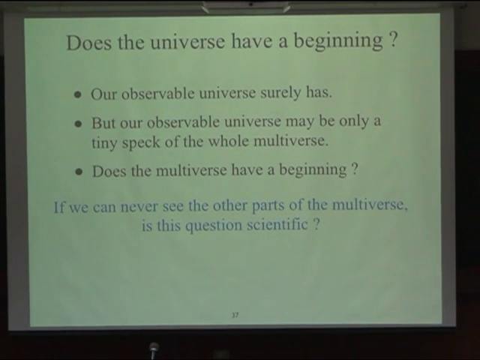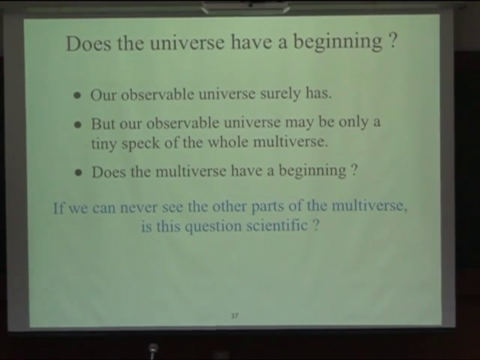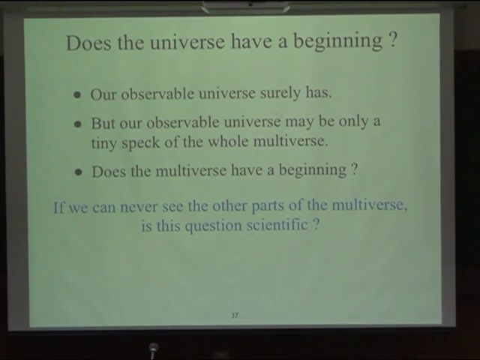This is a question now we have to be very careful. If we can never see the other parts of the multiverse, of the universe, is this question scientific? By science, we define that you can make some predictions that people can check if it's right or wrong. If you cannot make such predictions, or you make predictions that in principle nobody can ever check, then this is not really science.